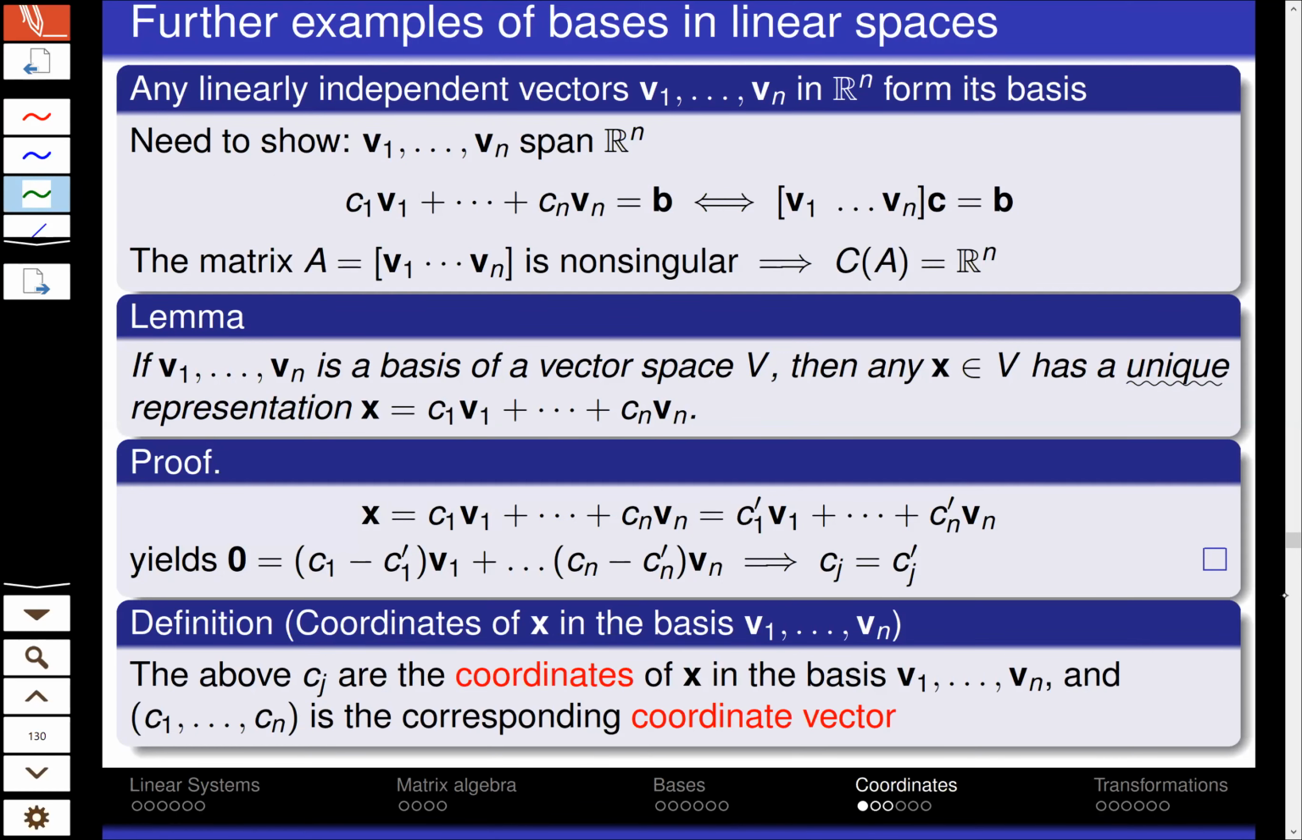Well, now look. If we have a basis of a vector space, then we know that it is a spanning set. Therefore, any x in this vector space can be written as a linear combination of basis vectors.